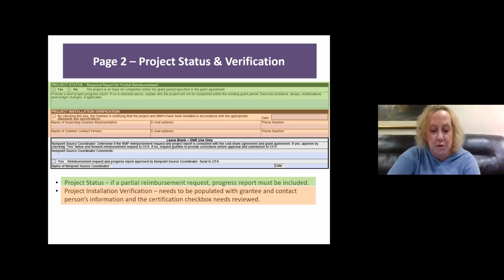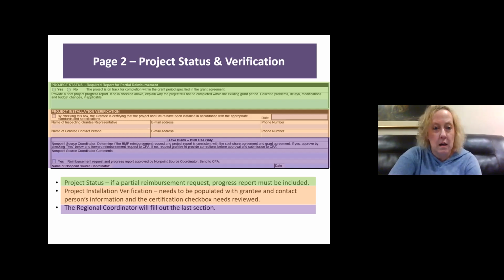Then with the installation verification, the grantee is going to need to check the box that the project was reviewed and that it essentially meets the applicable technical standards and specifications for the practices that were installed. And then last but not least, you'll submit your form to the regional Nonpoint coordinator, and that last section should be left blank for the regional Nonpoint coordinator's review and approval of the reimbursement.